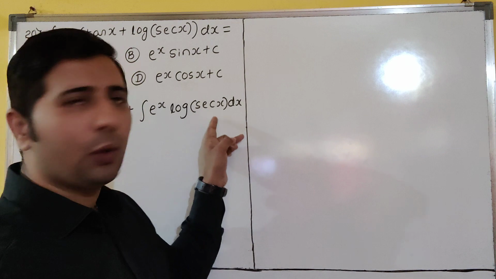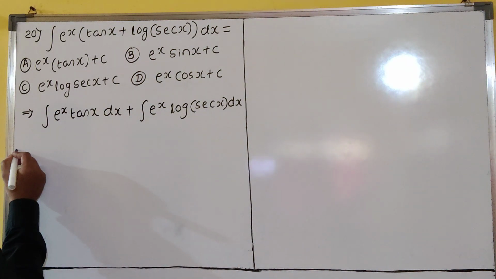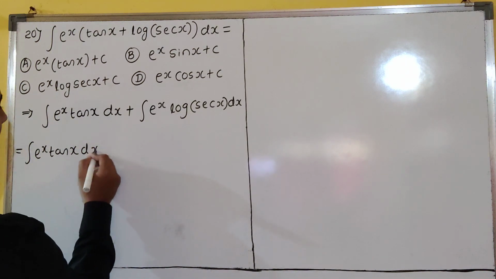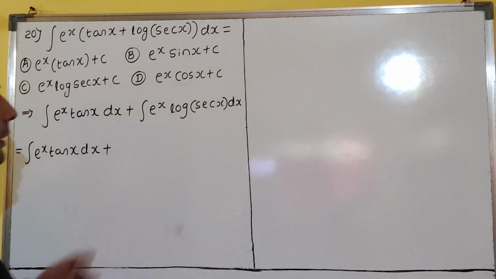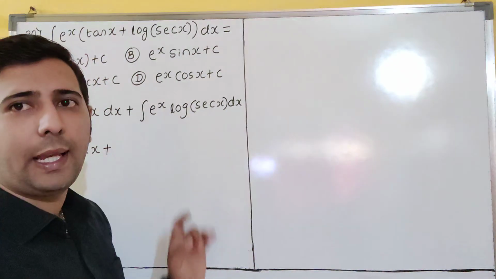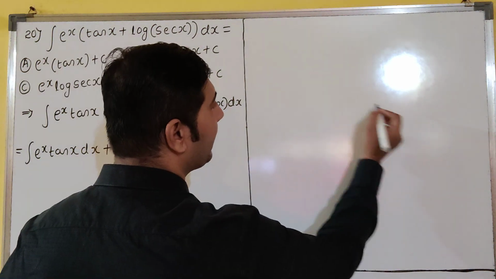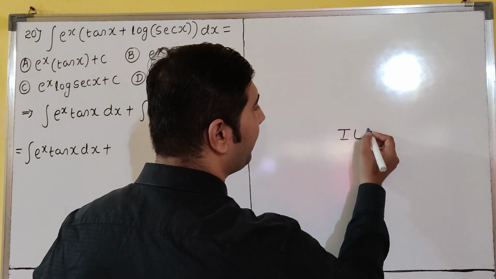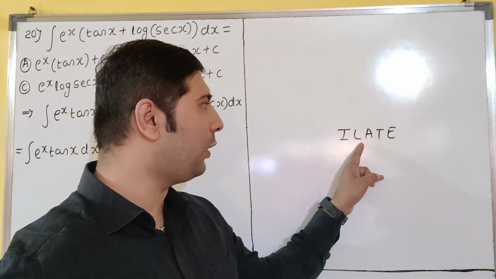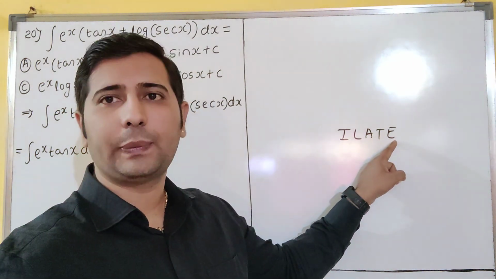So e raised to x into log sec x and e raised to x into tan x. So now I will write this one as is: e raised to x into tan x into dx. I will write as is. Plus. So now this one how to solve, you see. e raised to x into log of sec x into dx. How to solve, you know. This is looking like e into v, dear students. ILATE condition, you know. What does the ILATE condition say? Inverse first, logarithm second, algebra third, trigonometry fourth, exponent is fifth, dear students.